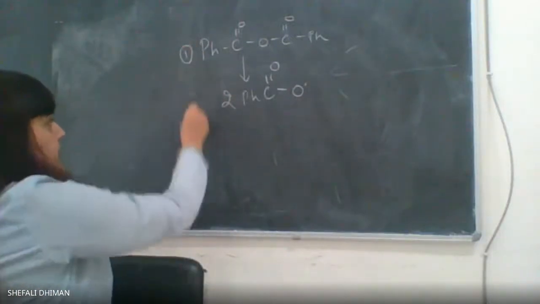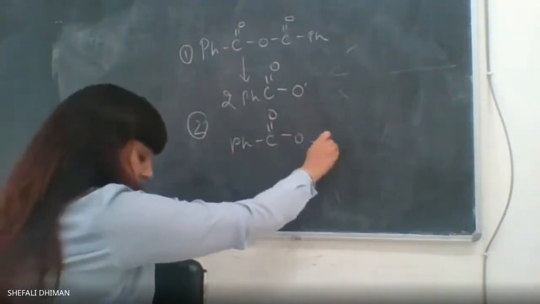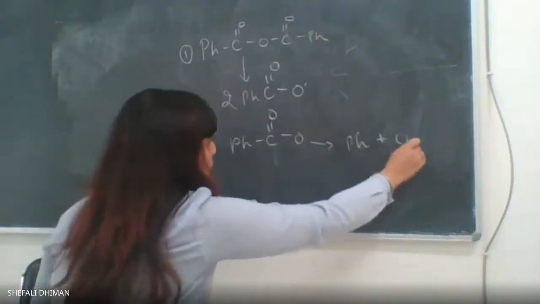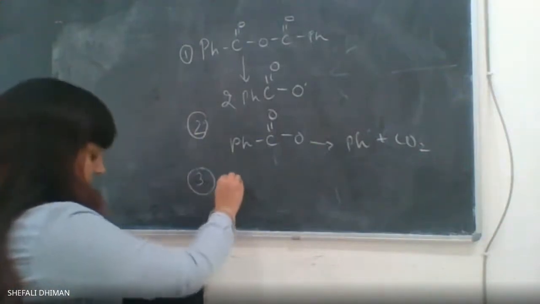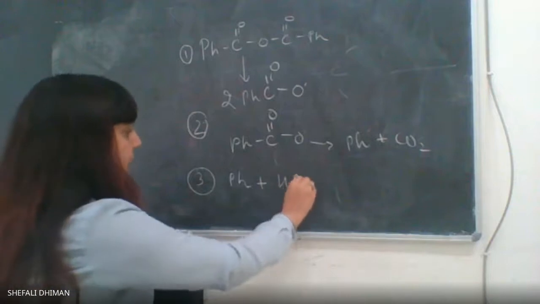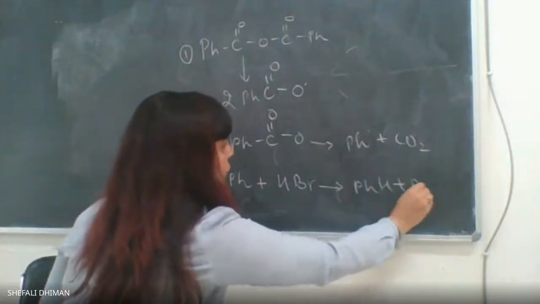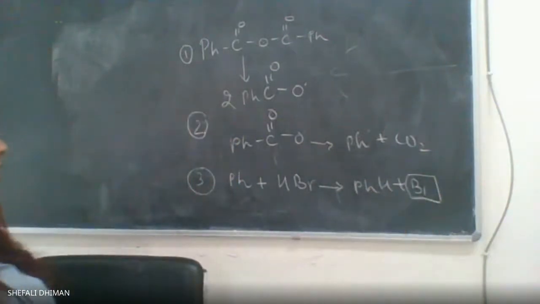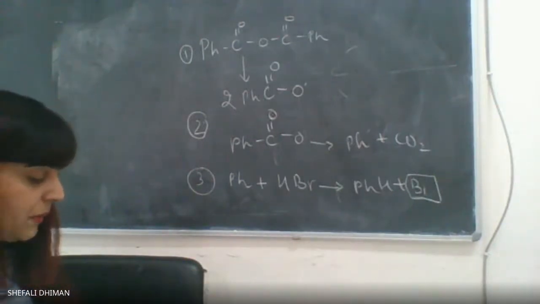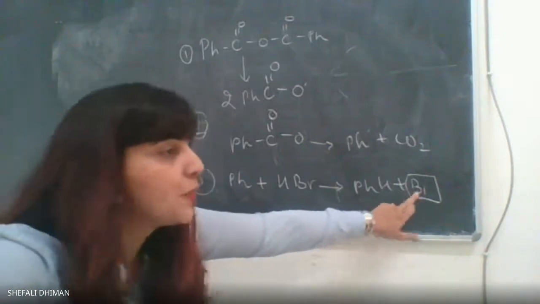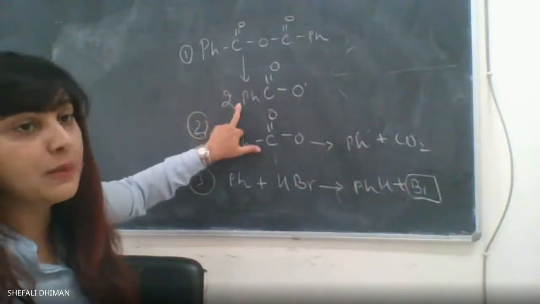This radical will generate the phenyl radical along with carbon dioxide being liberated. And in the third step, this phenyl radical will react with HBr to generate the radical of my choice, which is bromide. So in order to generate a bromide radical, I'm adding benzoyl peroxide as an initiator. I repeat again, in order to generate a bromide or a chloride or any such radical, I'm using an initiator, which is benzoyl peroxide, from outside.